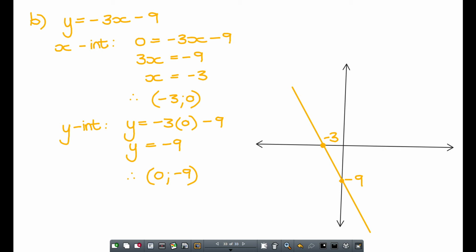Right, so I first got x-intercept where I made y 0, and then I got x is equal to minus 3. Then to get the y-intercept, I made x 0, and that gave me y is minus 9. Always remember to double check. The gradient of this line was minus 3, right? So it should have a negative gradient. Okay.